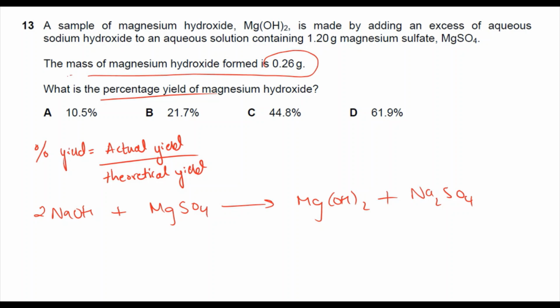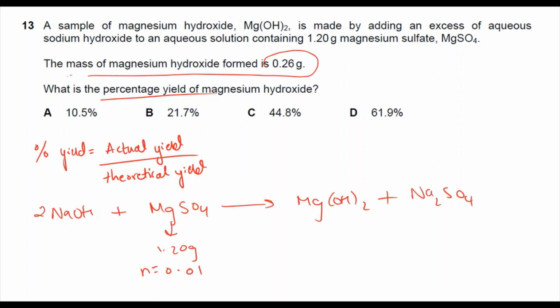Okay, I have this equation. I know that 1.20 grams of magnesium sulfate are present. So the first thing that you should do in this scenario is to calculate the number of moles. And how do you calculate the number of moles? You divide the mass by the MR. I'll do it on my calculator. It's 1.20, which is the mass, divided by the MR. Magnesium is 24, sulfur is 32, oxygen is 16, and there are 4 of them, so 16 into 4. So my moles turn out to be 0.01.